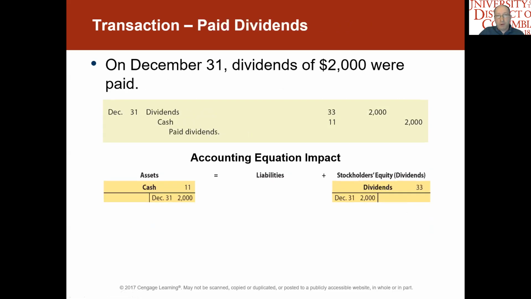In this example, I'm going to pay dividends to my shareholders of $2,000. I'm going to debit dividends by $2,000. I'm going to credit cash by $2,000 because I'm paying in cash. Represent paid dividends on December 31st. Here are the account numbers. I'm crediting cash because I'm reducing my cash amount, $2,000. I'm going to increase my dividends account by $2,000. The accounting equation is still in balance.